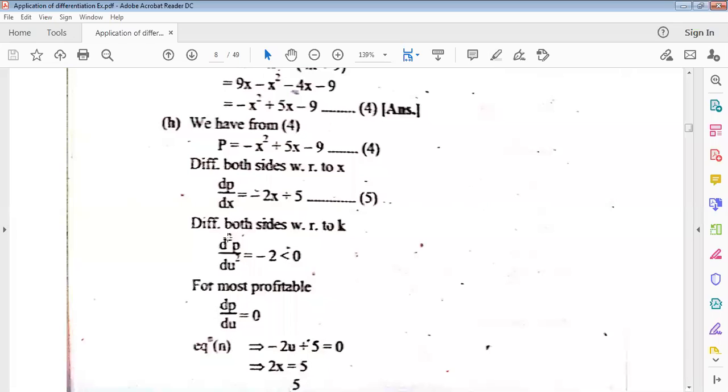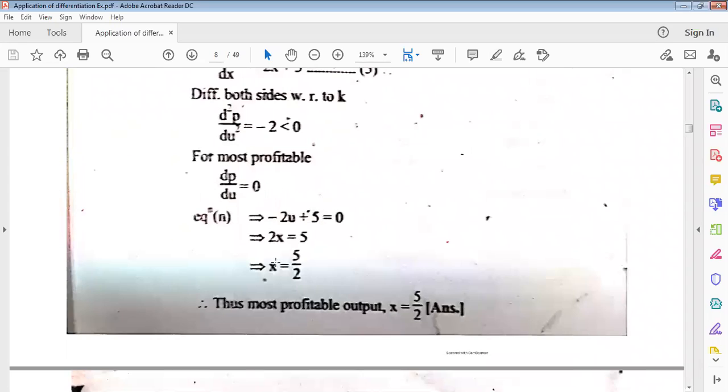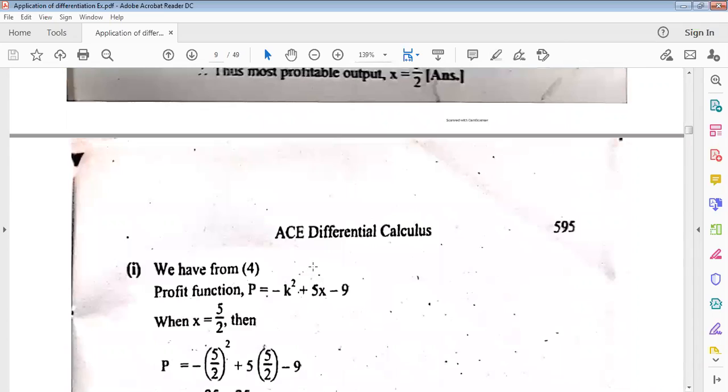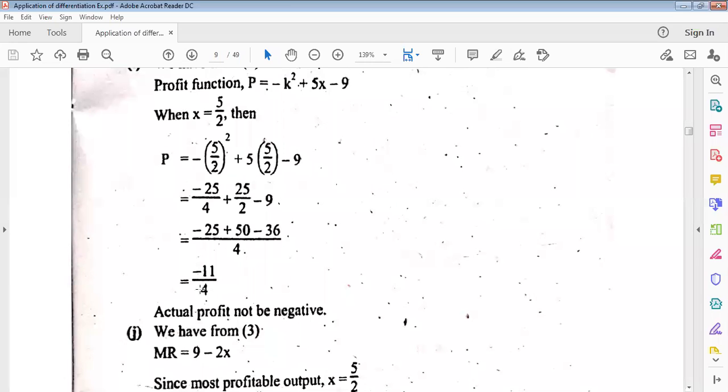If the second derivative gives a negative value, then the functional value will be what? Maximum. This is why for most profitable output, dP/dx must be 0. First derivative must be 0. First derivative value is this. This is why dP/dx equals to 0. That means this equals to 0, and x equals to what will be? 5 by 2. Therefore the most profitable output is x, this value. This is the result. Now from equation number 4, when x equals to 5 by 2, then profit will be this. This is another result.